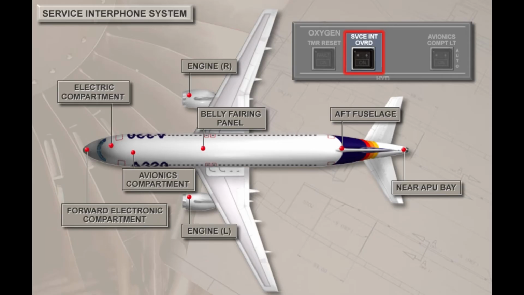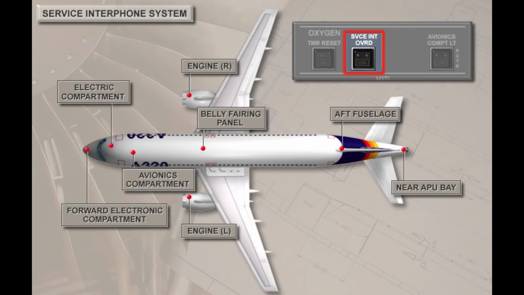The service interphone system, used mainly for maintenance purposes, allows for communications between the cockpit and cabin stations and the service interphone jacks, or between the various service interphone jacks themselves. There are 8 interphone jack locations on the exterior of the aircraft.